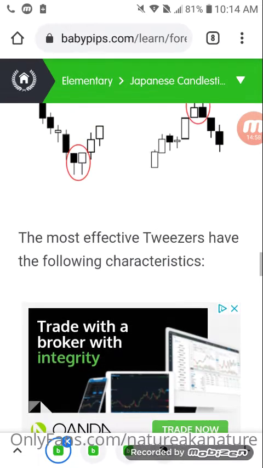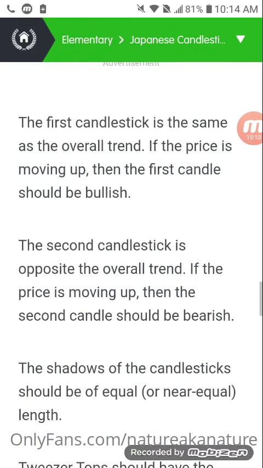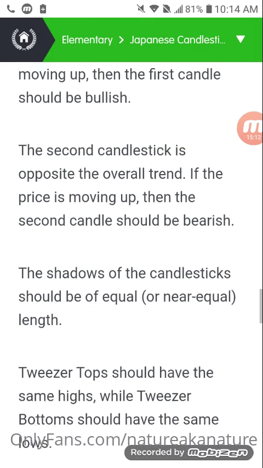Okay, it should be as near equal in length, both candlesticks. The first candlestick should represent the overall trend, and the second candlestick should represent the direction of the trend when it wants to reverse. This is how you identify a tweezer top or a tweezer bottom.